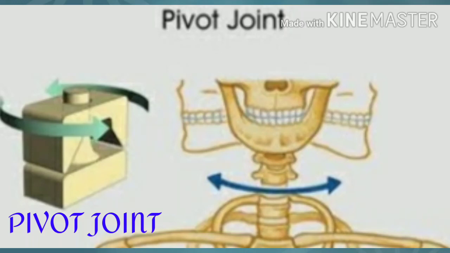Our next joint is pivot joint. In a pivot joint, a cylindrical bone turns in a ring type bone. The pivot joint allows rotation around the axis. A pivot joint exists between our skull and the neck. With the help of this, we can move our head side by side.